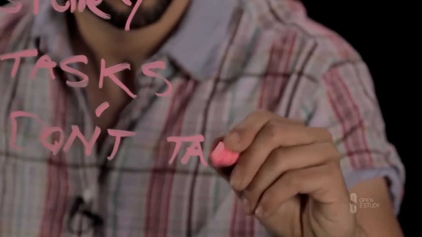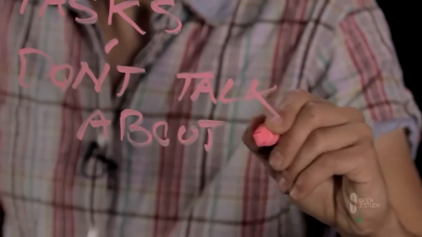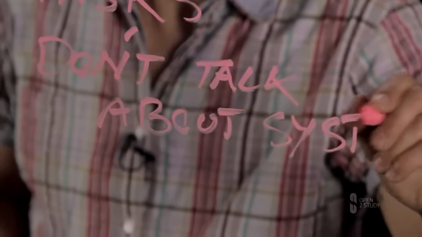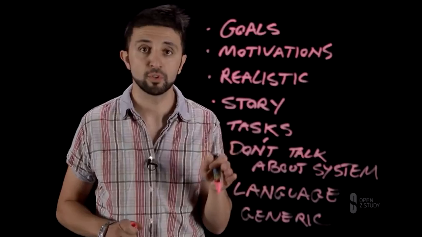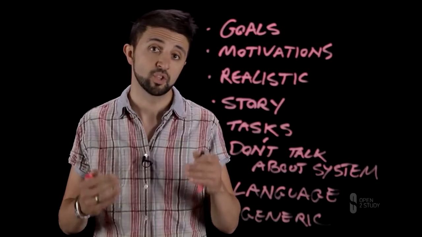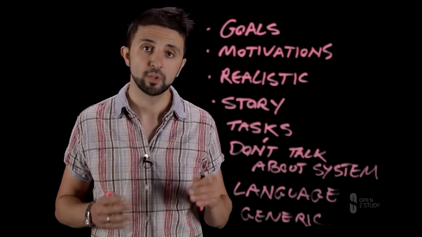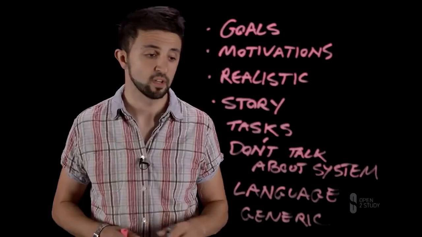It's really important that in your scenarios you don't talk about the system or features of the system. For example, you don't want to say, oh, Jane needs to log in to the system, or Jane needs to use feature X of the system. The whole idea is to keep it as generic as possible, allowing the user to make sense of the story themselves and see if they can use the design.